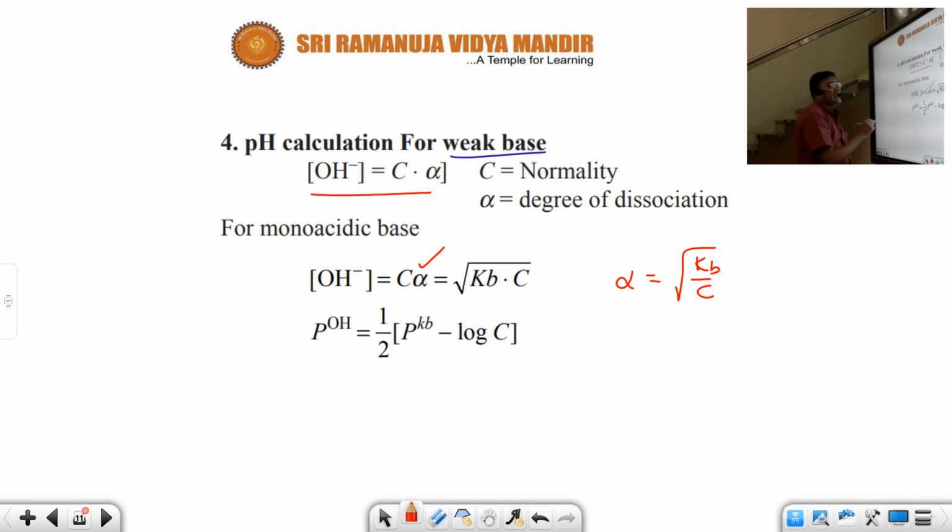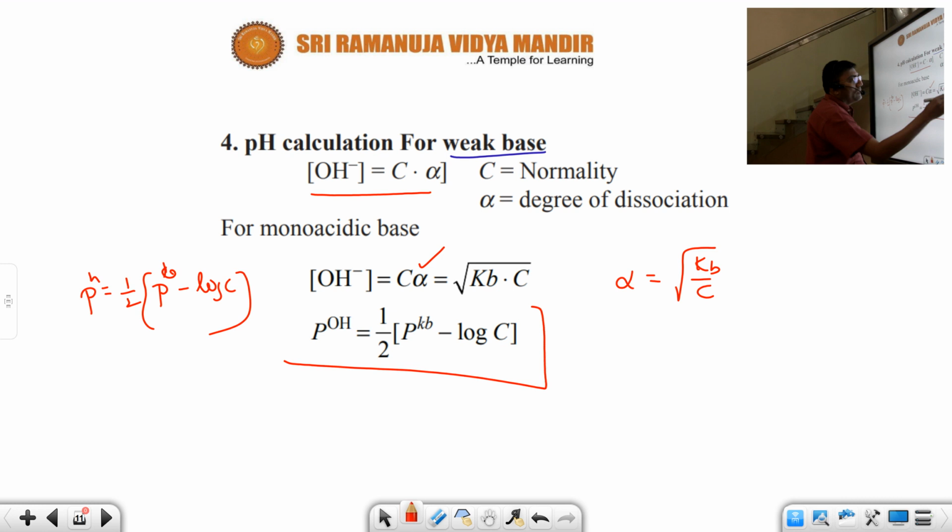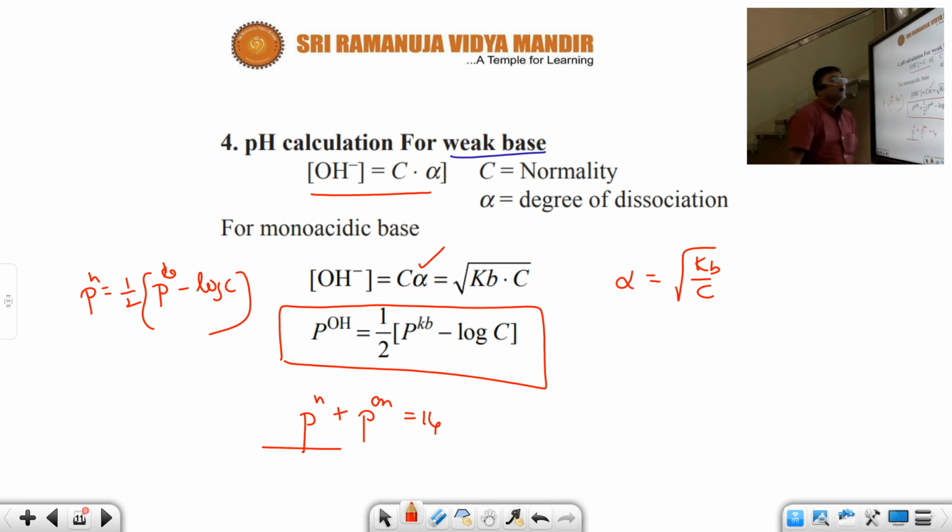In the earlier case you have seen pH is equal to half into pKa minus log C. This is for a weak acid. Now for a weak base, remember students, make a note of the formula and practice: pOH is equal to half pKb minus log C. Once you know the pOH value, you can calculate the pH. This is how for weak acids and weak bases you can calculate the pH value.